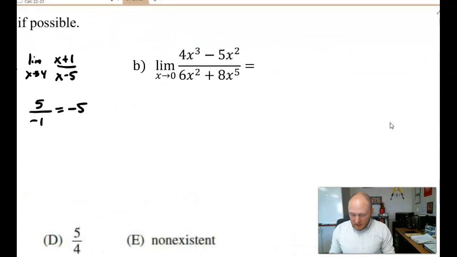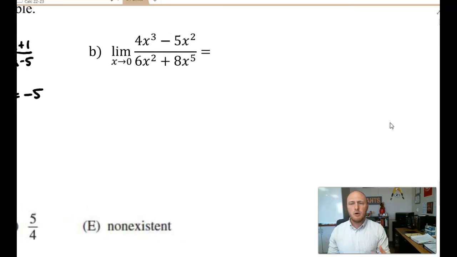Here's example B. Go ahead, pause the video, try this one, and I'll show you how to do it in a second.